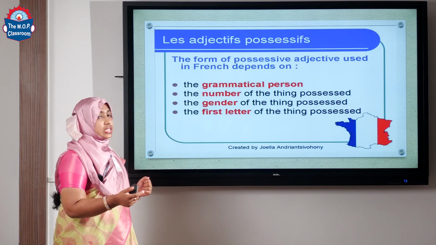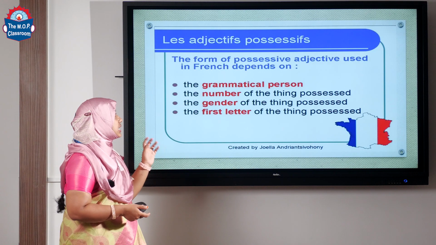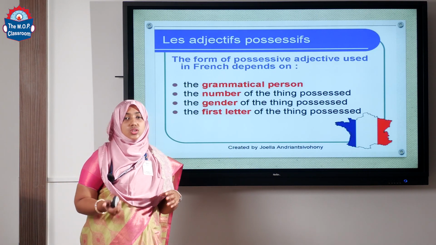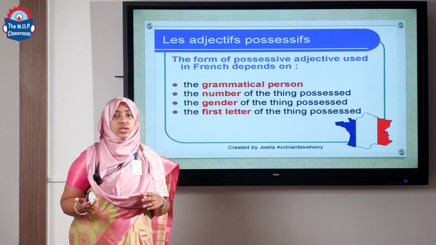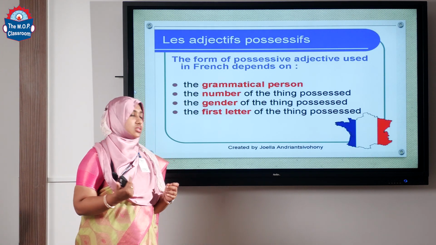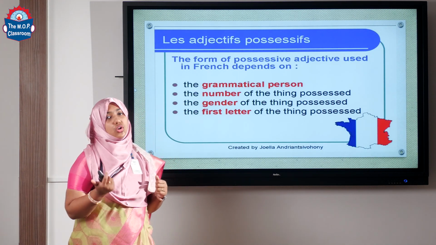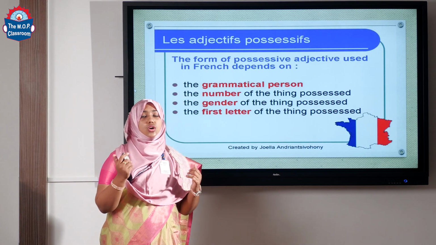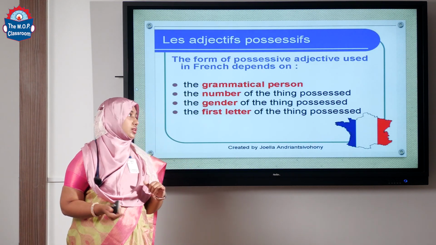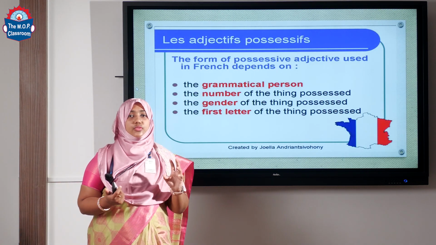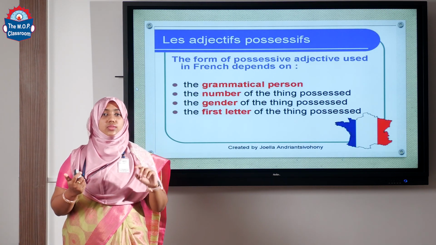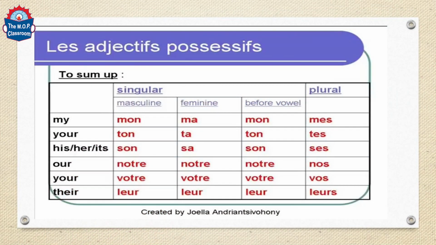Then adjective possessive is based on the number of the thing possessed. So, the objects, whether singular or plural, decide the adjective possessive. Then the gender of the object possessed, whether the object is masculine or feminine. The last one is the first letter of the object possessed. For example, if the object starts with a vowel or with a consonant.